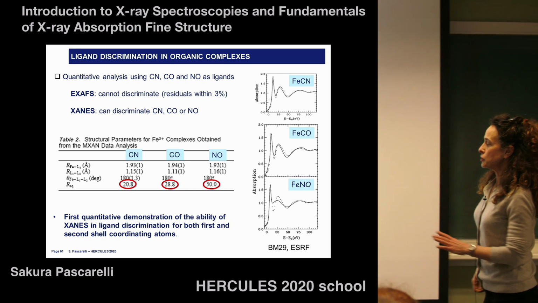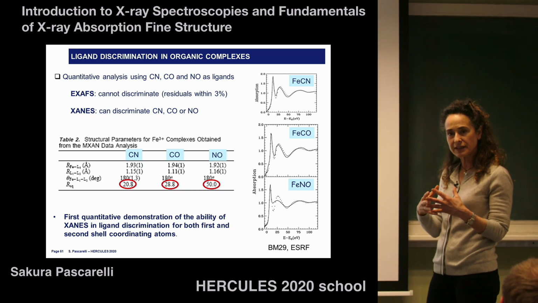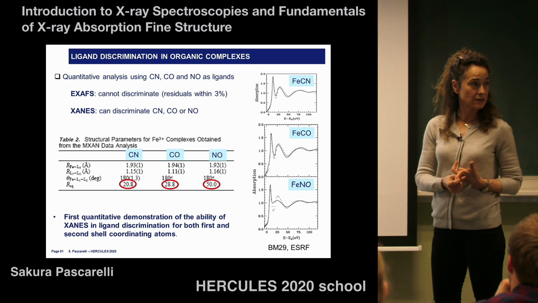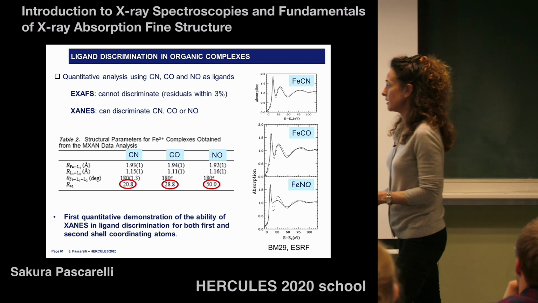And so this was really the first paper that showed that you can fit XANES in a quantitative way. You can get the number and the kind of atoms. This was actually not possible until then.